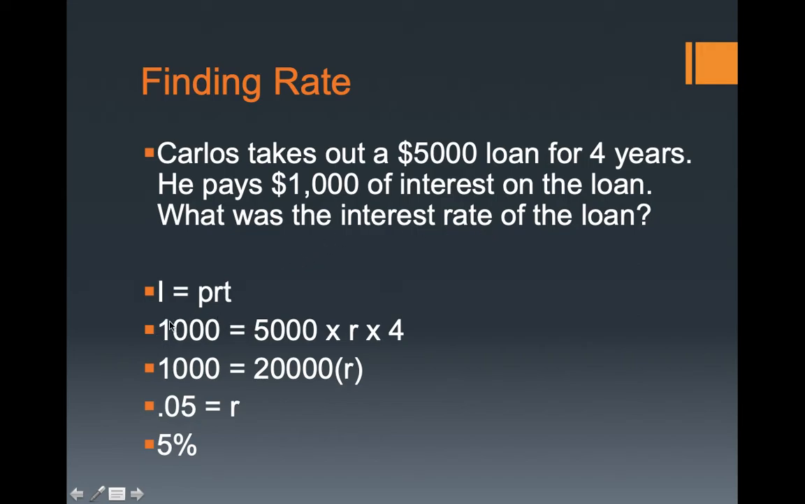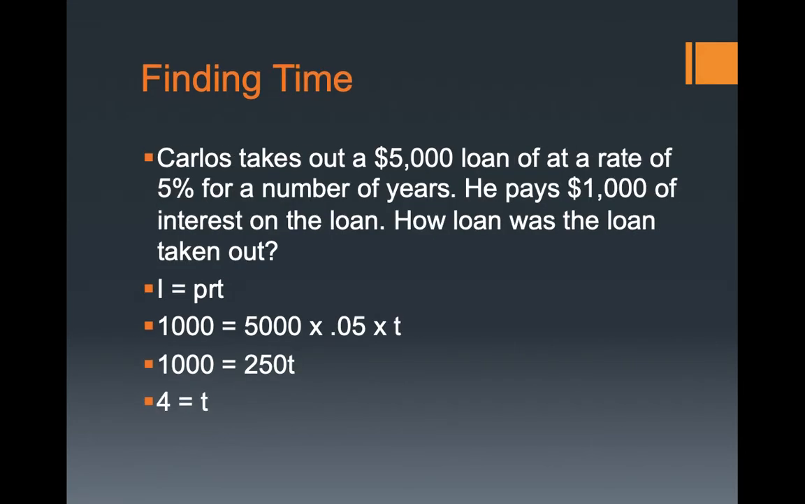So here you plug in interest, plug in principal, sorry. You look for that percent, that rate, and you have your time. So 5,000 times 4 is 20,000 times R equals 1,000. So you divide 1,000 by 20,000, you'll get 0.05 equals R. And then you have to convert it back to a percentage, which is 5. Time the loan is taken out, there's your rate, and there's your interest.